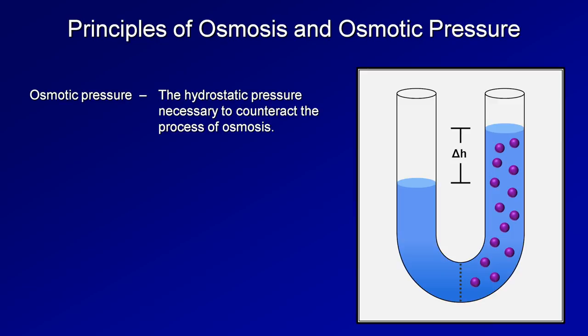In the case of the U-shaped tube, there is hydrostatic pressure at the bottom of the right side that is trying to push water through the membrane in order to even out the levels on both sides. However, it is the osmotic pressure on the right side which is sort of holding the water back from doing that.